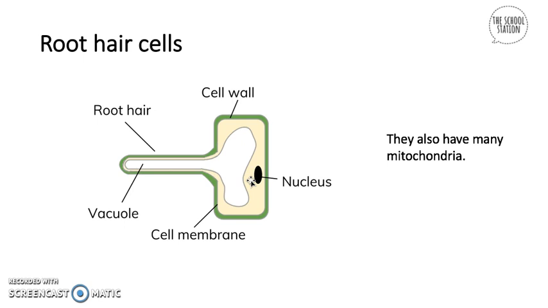And last of all, they also have many mitochondria. Even though it doesn't show in this diagram, they actually have many mitochondria, because mitochondria do aerobic respiration, and that releases energy. So the mitochondria release energy. It transfers the energy needed for the active uptake of mineral ions into the root hair cells. So this is where the mineral ion uptake takes place. Because mitochondria give energy, it can transfer the energy needed for mineral ions. So that's basically what that is.